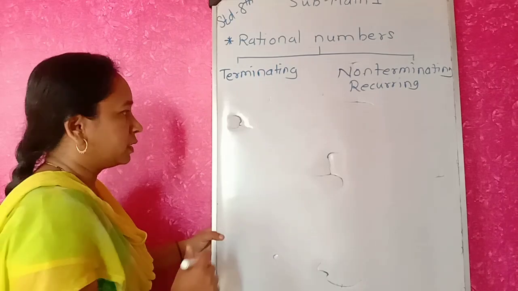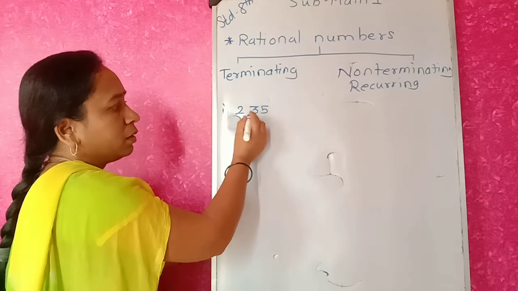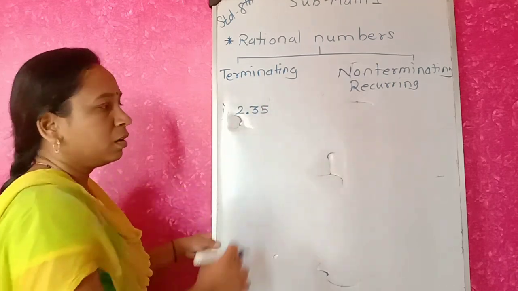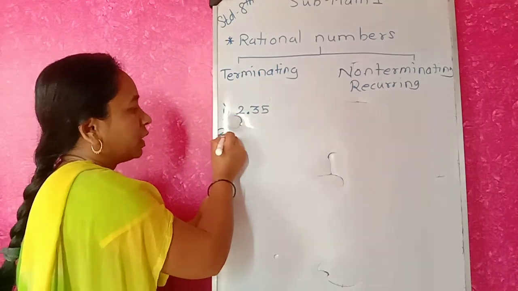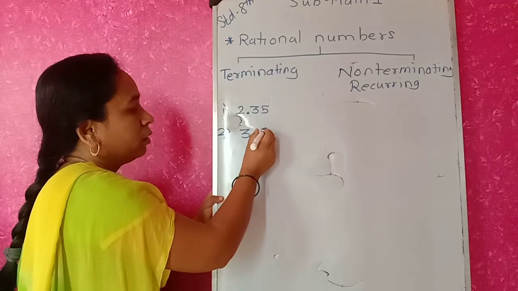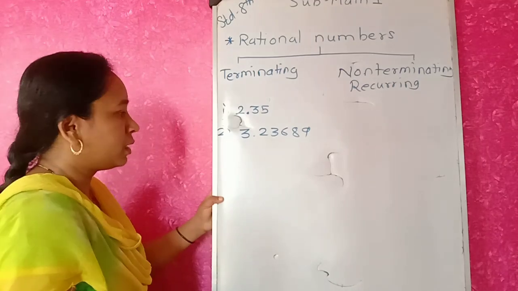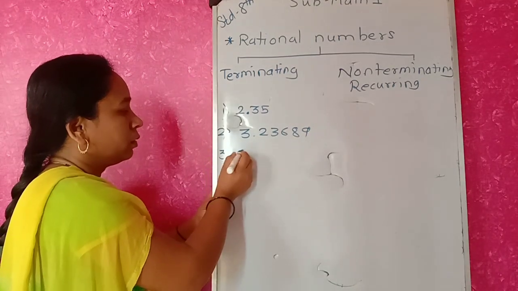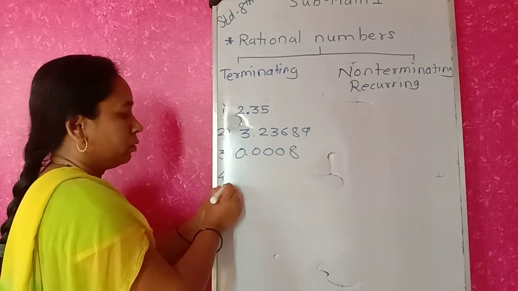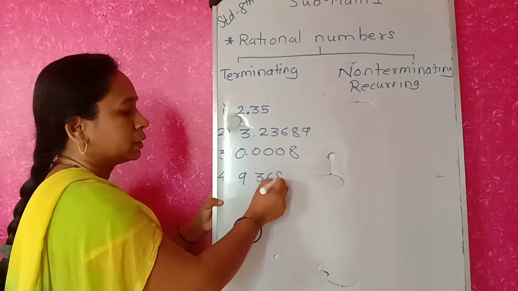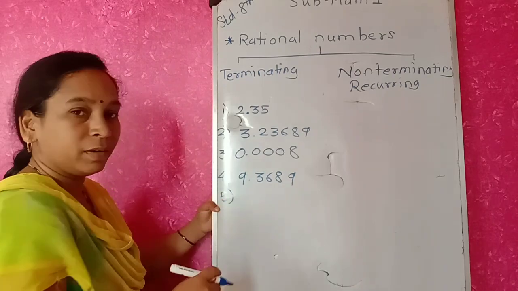Now we will see examples. For example, 2.35. It has stopped, that means it is finite and terminating. Second example, 3.23689. After this it is completely stopped. Third one, 0.0008. Fourth, 9.3689.